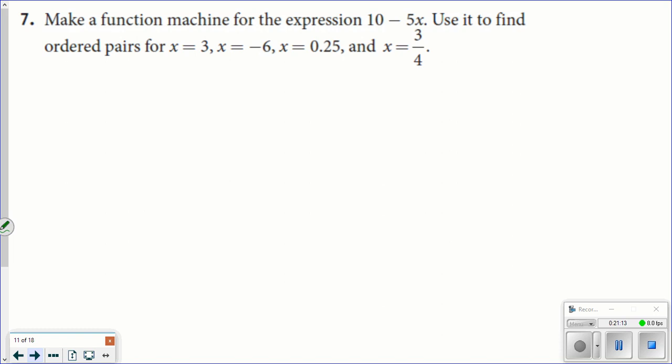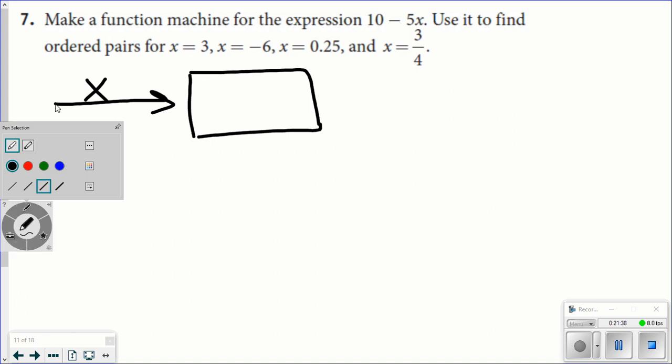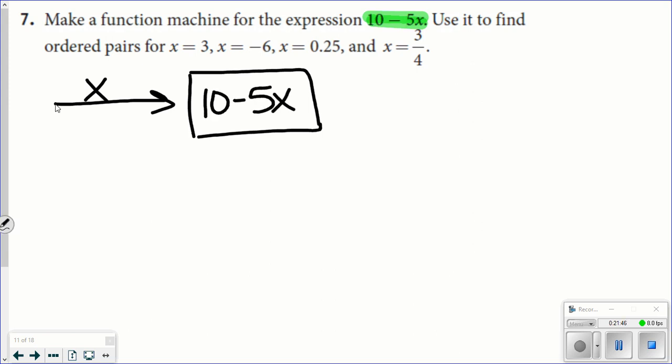All right, let's do this again. Same type of question for number 7. We're going to make a function machine together. So let's draw an arrow, and these are going to be our x values, which are our inputs. And then I'm not a fancy drawer, so I'm just going to make a box. And inside my box, we're writing the expression 10 minus 5x. And then what comes out is our output, or our y values, also called our range.